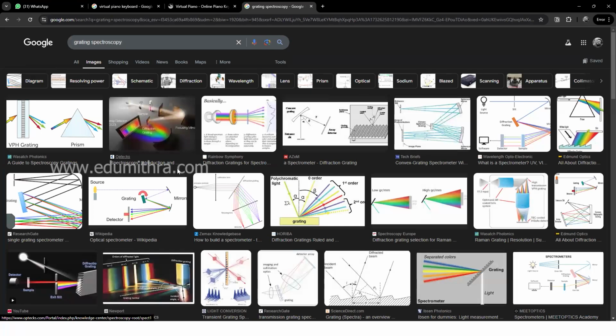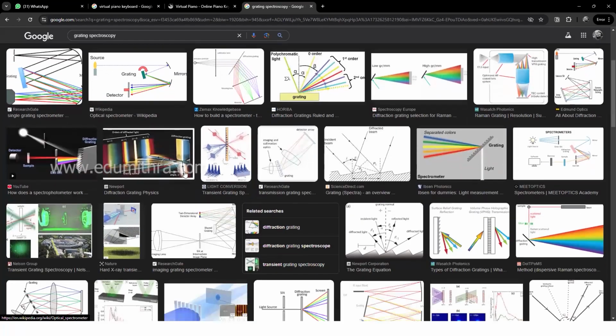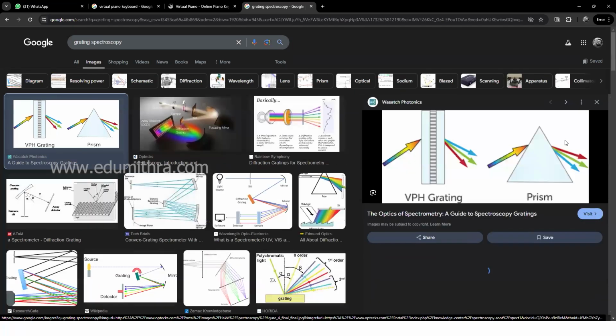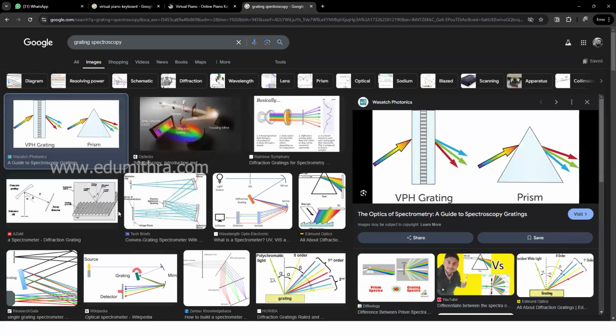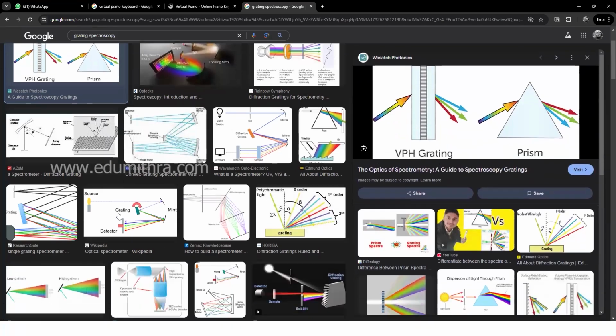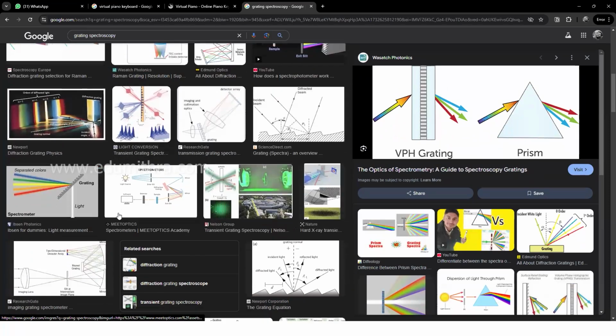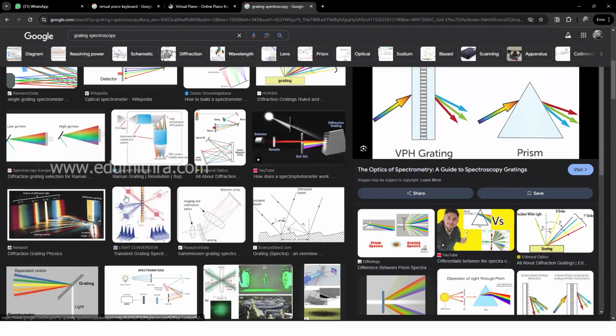So you can see, I don't know, is there any real picture? So this is some example at least you can see here. That also splits the light. They don't have a real picture. Yeah, just leave it anyway.